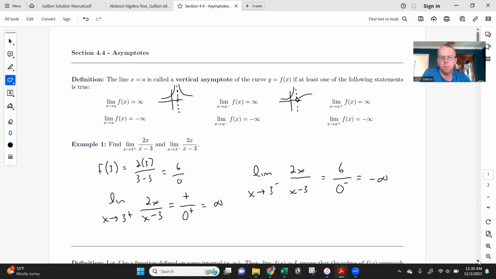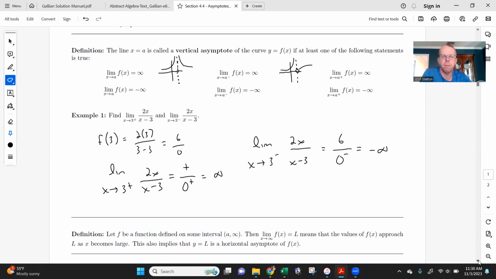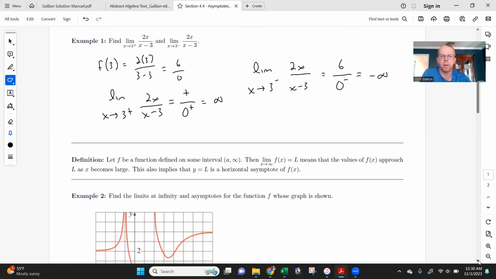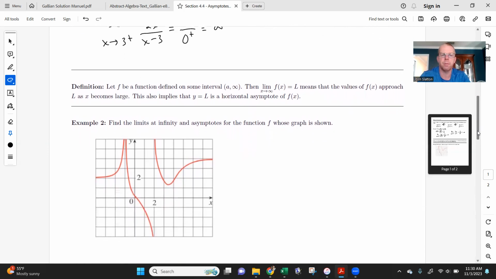All right, so next we have the definition of a horizontal asymptote. And horizontal asymptotes are always talking about when x is going to either positive infinity or negative infinity. And so if the limit as x approaches infinity equals L, some finite number, then there is a horizontal asymptote at the line y equals L. And so we'll look at the graph on this one, and then we'll look at some functions without the graph.